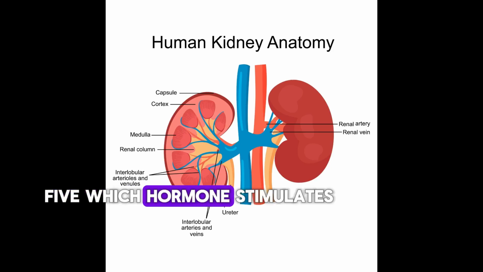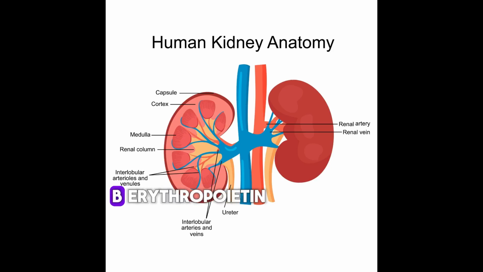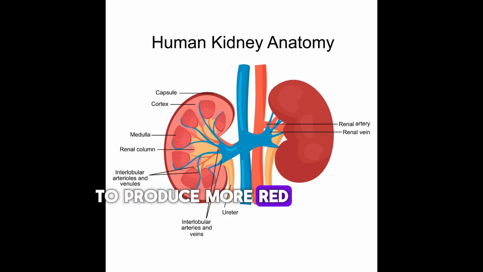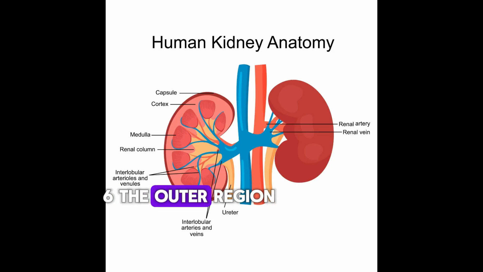5. Which hormone stimulates red blood cell formation? A. Insulin. B. Erythropoietin. C. Thyroxine. D. Glucagon. Answer B. Erythropoietin (EPO) is a hormone that signals the bone marrow to produce more red blood cells when oxygen levels are low.